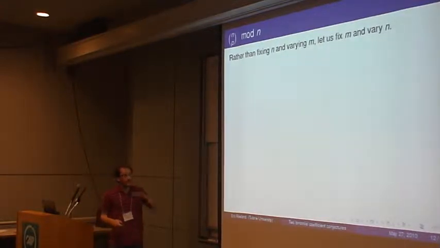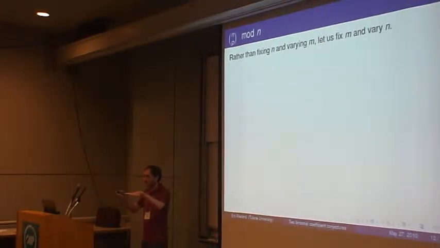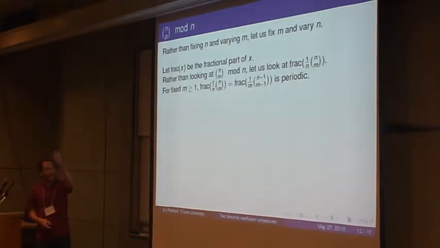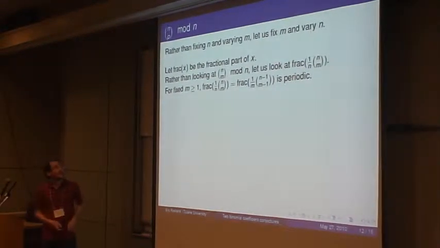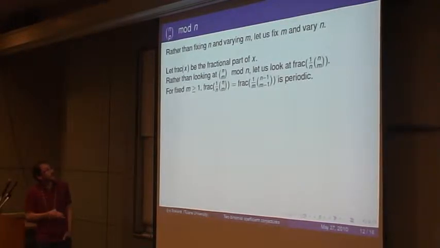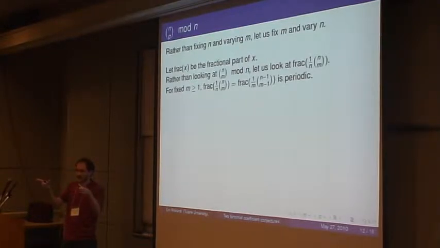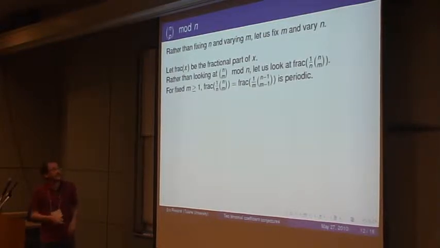All right, so rather than fixing a row and looking across the row, what I want to do is fix a diagonal, fix an n, and look down the diagonal. So let this be the fractional part of x. And now, rather than looking at n choose m mod n, let's scale everything by n, so divide everything by n, so it's now between 0 and 1, and take the fractional part of that. So we have the same information in this versus this. It's sort of the same object.